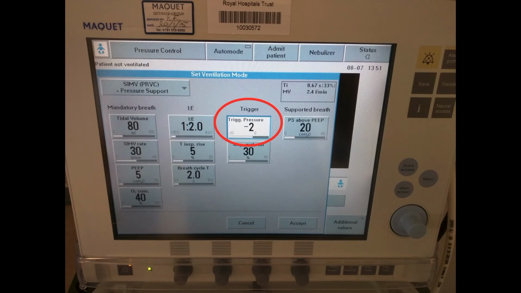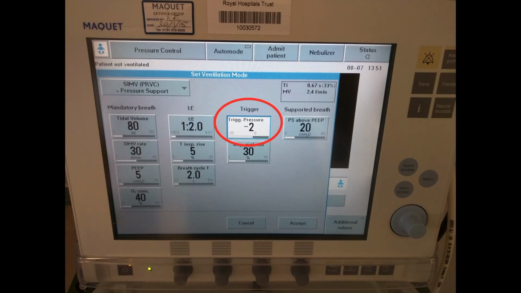So how will this fix a leak causing auto triggering? Well, it switches from a flow trigger to a pressure trigger, and with a pressure trigger there's a valve that is closed in the circuit, so the patient has to generate the set pressure. At the moment it's -2, so it has to generate 2 less than PEEP to open the valve and let the inspiratory breath come. So it's not reliant on flow anymore. So if there is a leak around the endotracheal tube, it won't cause auto triggering. So this would probably be the most common thing.